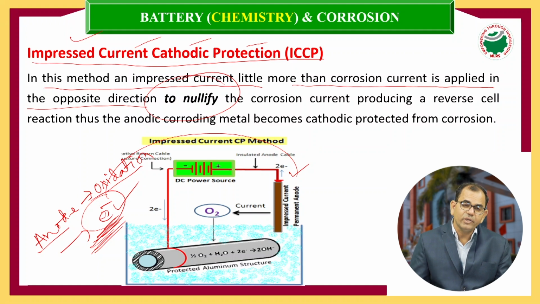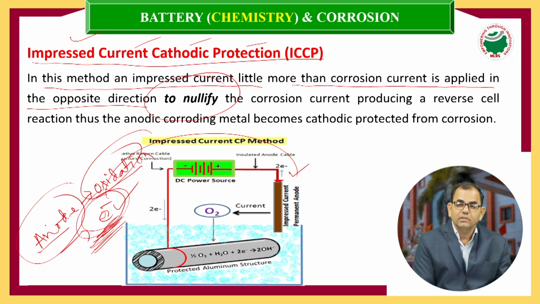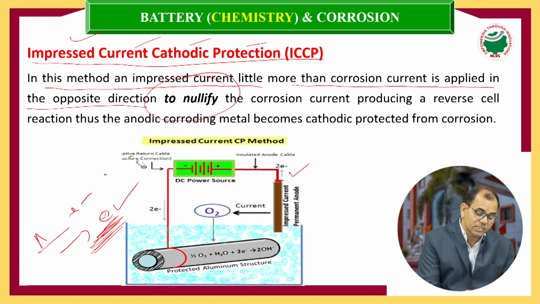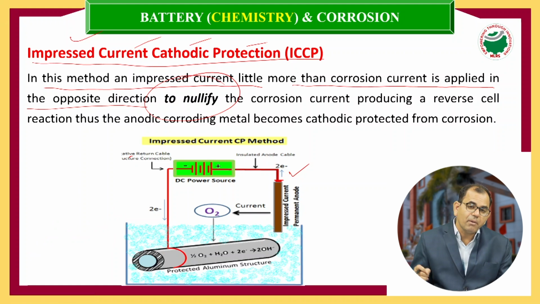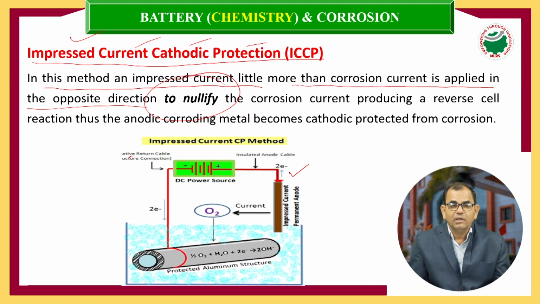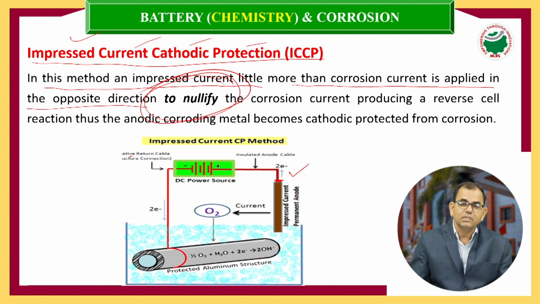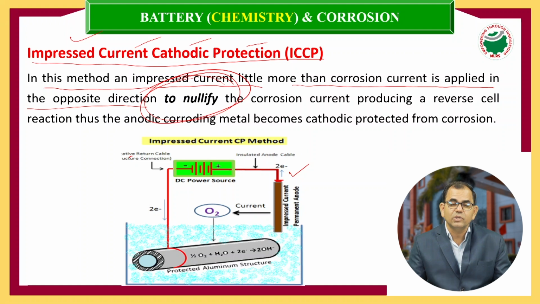Simple. So what are you doing? Whatever electrons are released at the anodic part, we send outside current greater than those electrons, and we are killing, or nullifying, those oxidation-released electrons. Why? Because once the oxidation-released electrons reach the cathodic part, only then will corrosion initiate. So before these electrons reach the cathodic part, we send the external current and nullify them. Simple, very nice concept. Then we can definitely prevent the corrosion.